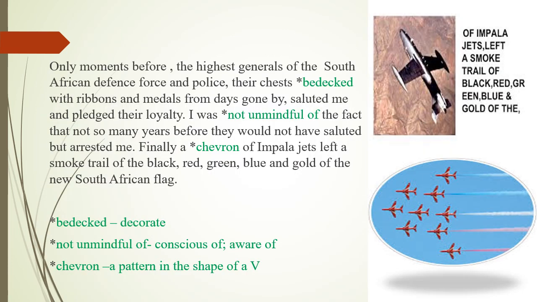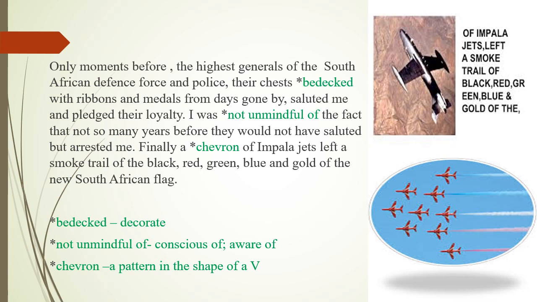Now in this passage you are able to see the different defense forces of South Africa. That means the highest generals of the South African Defense Force as well as the police. They are appearing in front of Nelson Mandela, and here their uniform is described, with their chests decorated with ribbons and the medals they got for their experience. They saluted and showed their pledge and loyalty to the newly formed government.